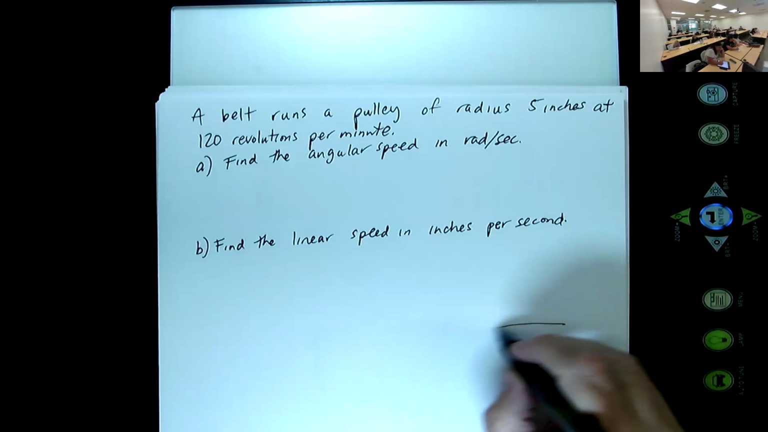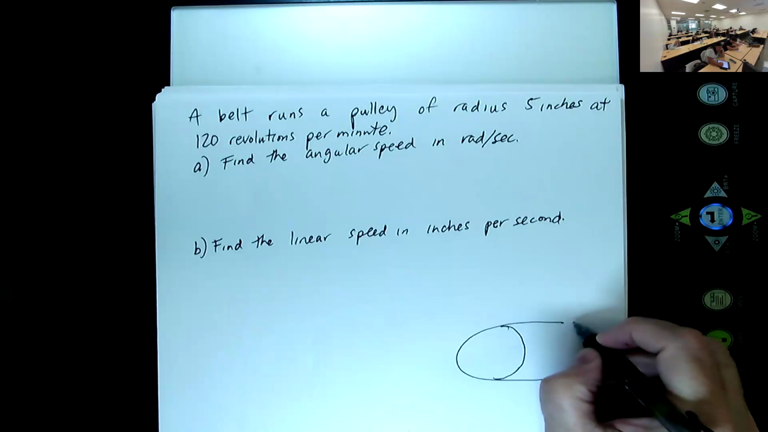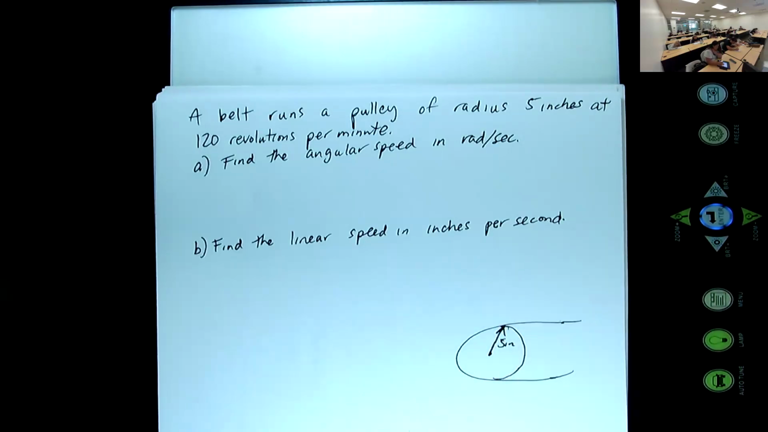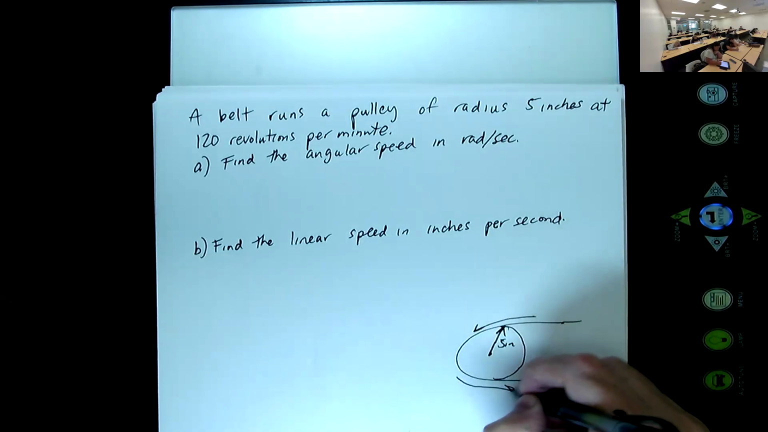So we've got a pulley, and it has a radius of 5 inches. And it is rotating quickly. Boom, boom, boom, boom, boom.